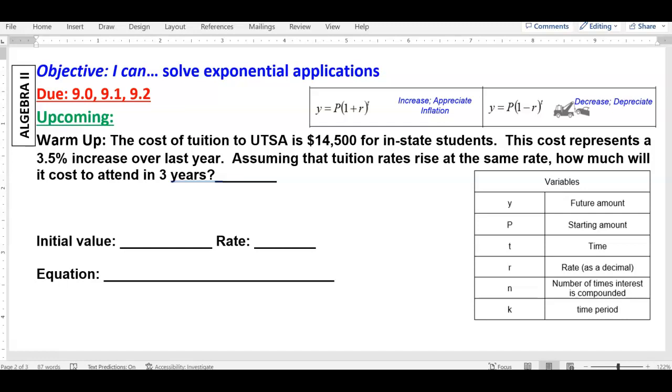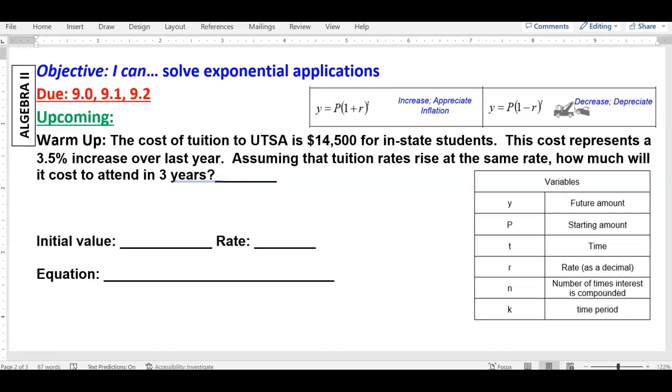Let's read it. The cost of tuition at UTSA is $14,500. Not necessarily true, just a number I made up. For in-state students, this cost represents a 3.5% increase over last year. Assuming that tuition rates rise at the same rate, how much will it cost to attend in 3 years?